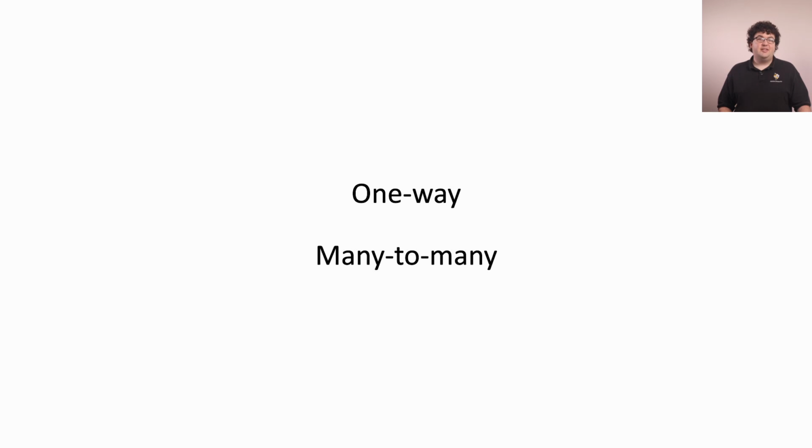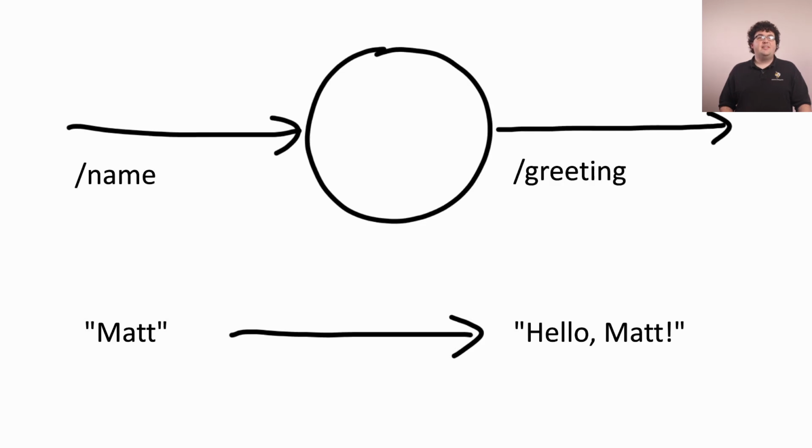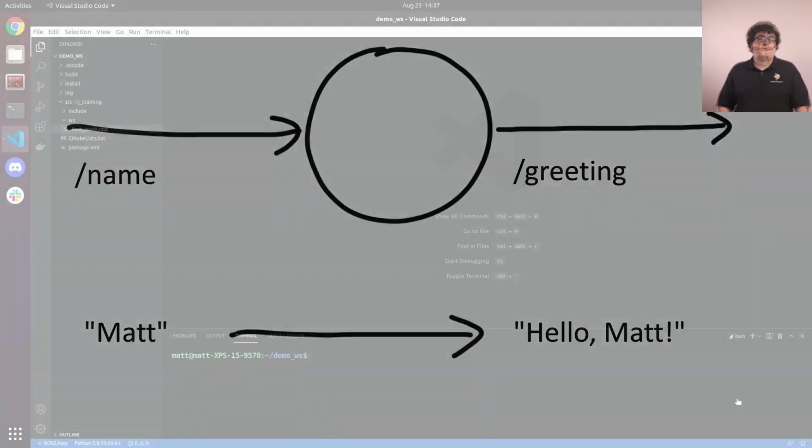Topics are very common in ROS systems. As it turns out, most of the data we need to pass between nodes works well with this model. Let's add a new node to our RJ training package to start using topics. We'll make our node subscribe to a topic called name with standard string messages. For each name message it receives, it'll publish a new message onto a greeting topic.